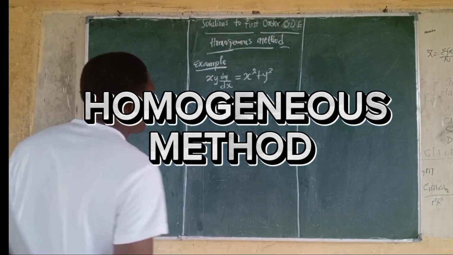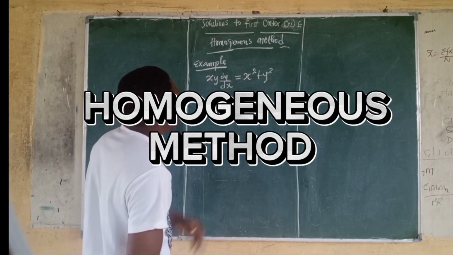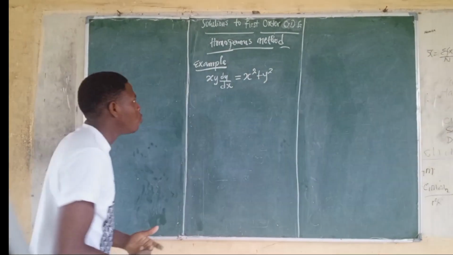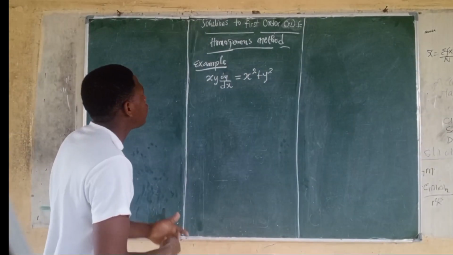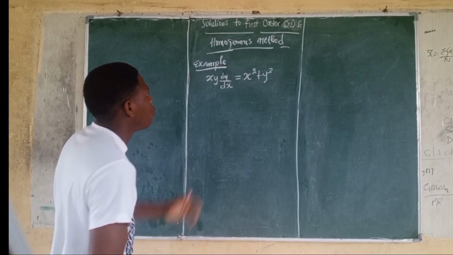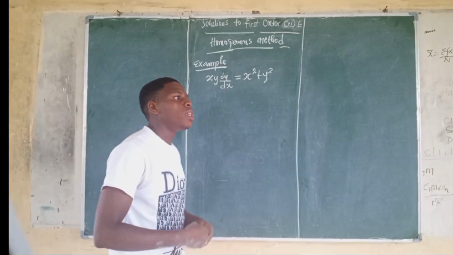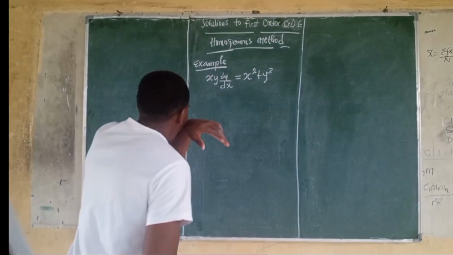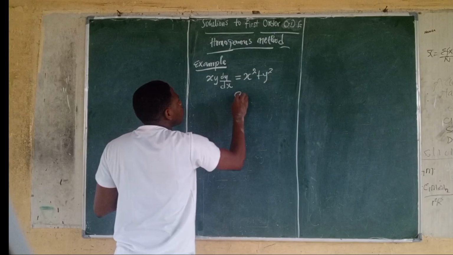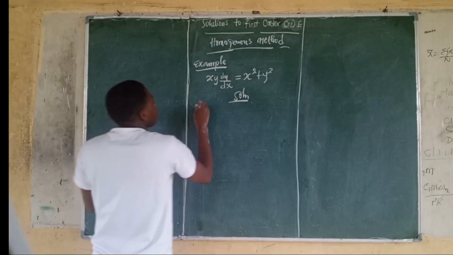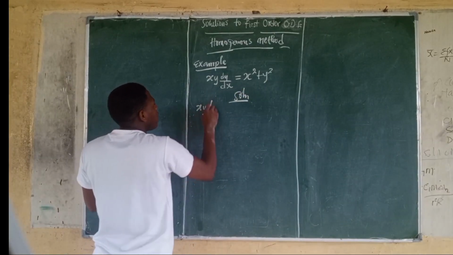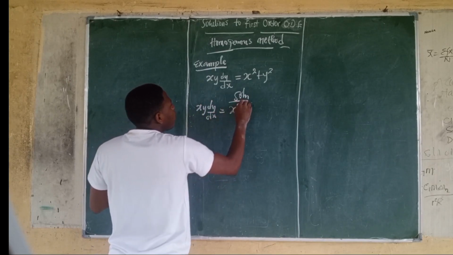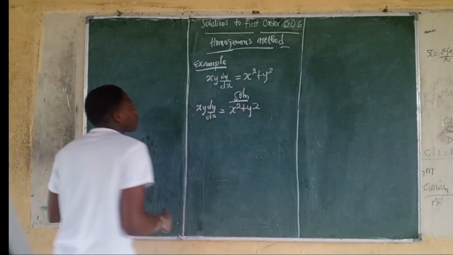Let's take some examples for more clarification of the homogeneous method. The first thing you do while solving a first order ordinary differential equation using the homogeneous method is to make your dy over dx stand alone. Doing that, we have xy dy over dx is equal to x squared plus y squared.